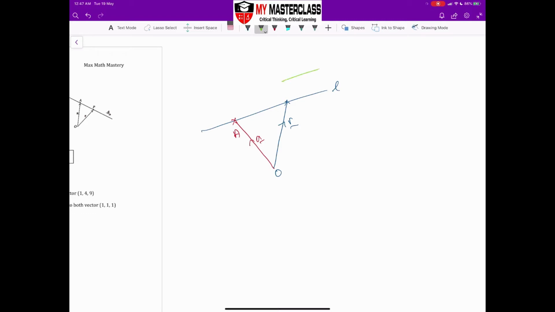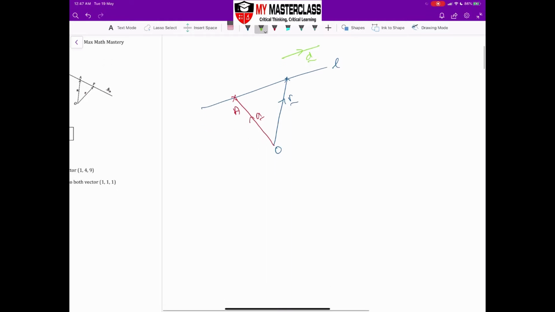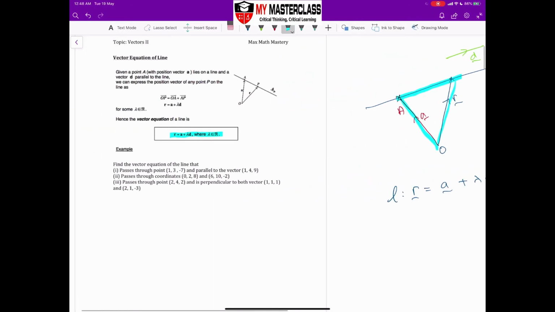Also, the line is parallel to a direction vector called d. So to form a vector equation of a line L, r, which represents any point that lies on the line, equals a, which represents a point that lies on the line, plus λd, where lambda is a real number. This can be seen from what we learned in vector 1, where we talked about vector addition. So r is equal to a plus a certain value of lambda, which gets me back to the same point. So let's come back to these examples.